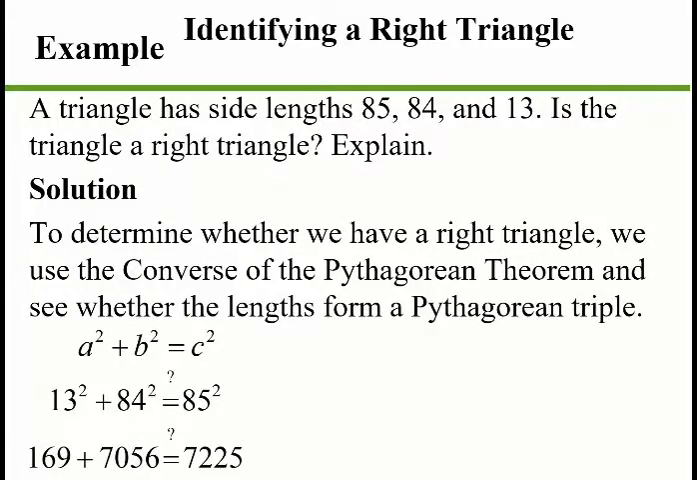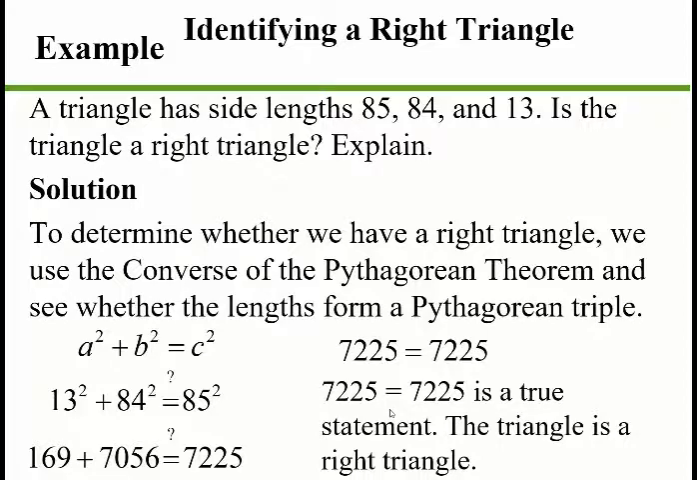Solving it through, square all the values as is shown. So 13 squared gives me 169. 84 squared gets me 7,056. 85 squared gets me 7,225. Indeed, when you add these two numbers, they are equal. Since this is a true statement, we can say that the triangle is definitely a right triangle.